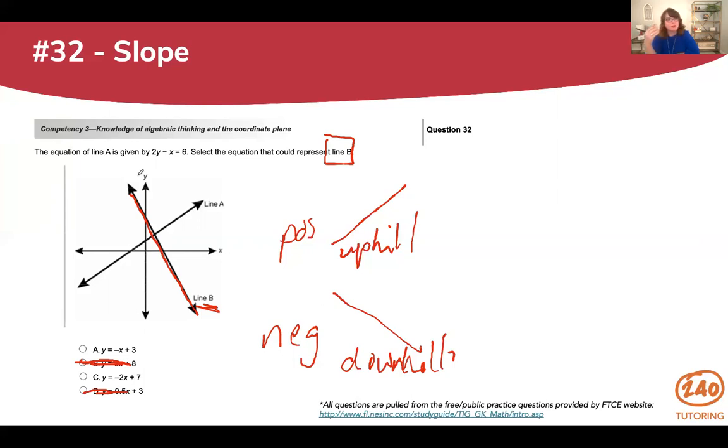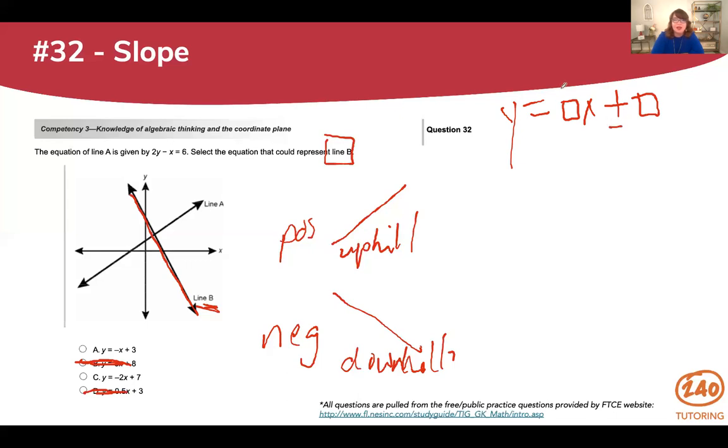Now let's actually do the math to figure out if it's A or C. So when we're looking at slope and y-intercept, we write that formula as y equals, and then we have something x, all right, plus something else. And it can be plus or minus something else.